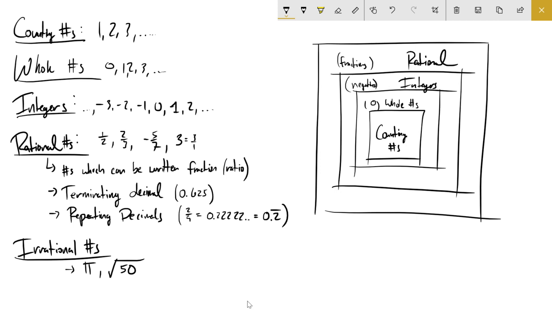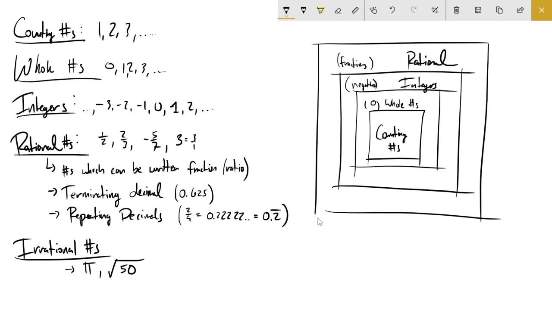But they're still real values. Pi we can approximate as 3.14. The square root of 50 is just a little more than 7. Plug it into your calculator and you see that. So they're still positive numbers, they're not made up. They just don't classify as rationals.